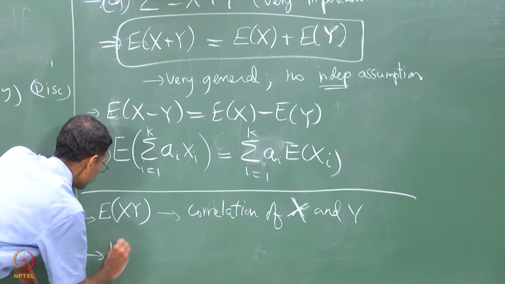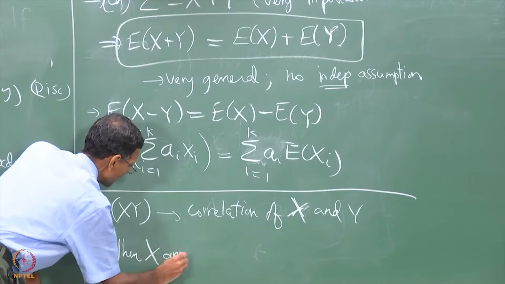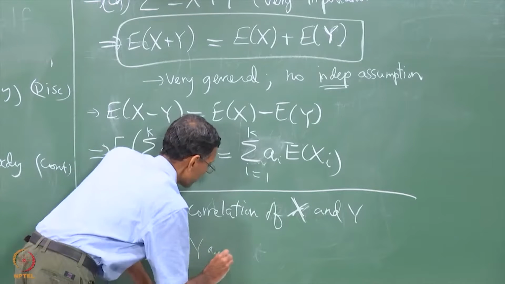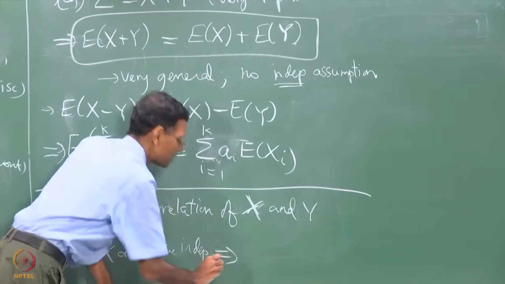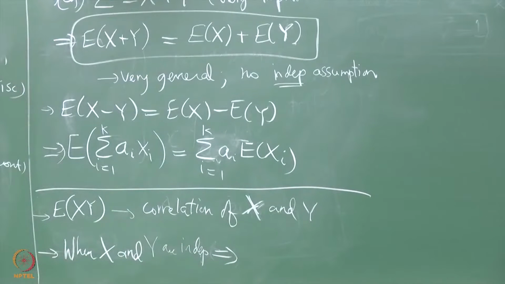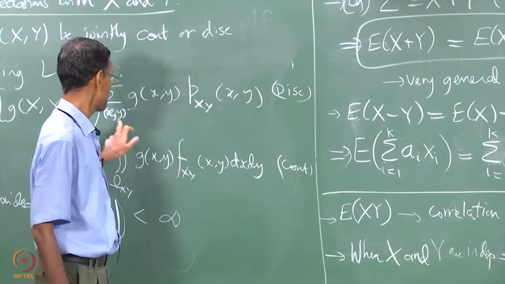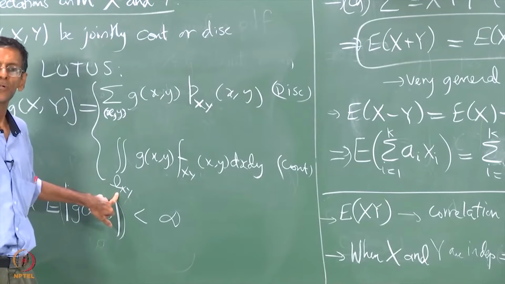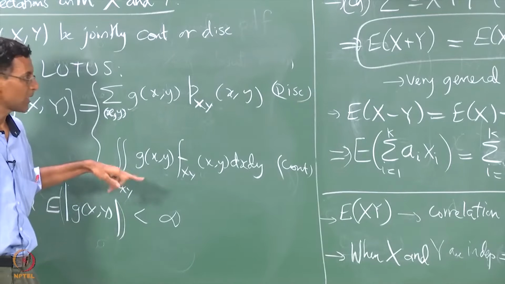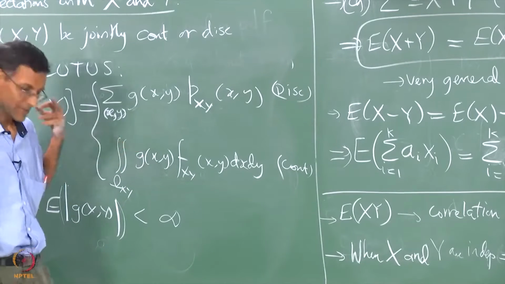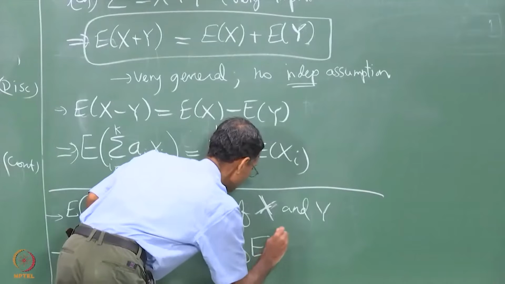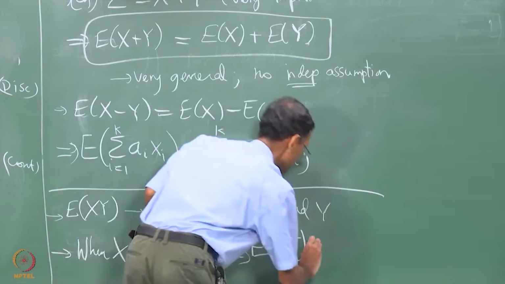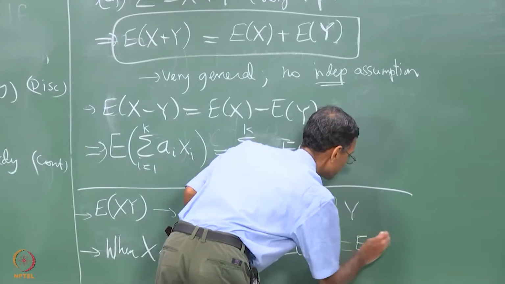So when x and y are independent, what can you say about E of xy? This implies what? This becomes P_X(x) into P_Y(y), or f_X(x) f_Y(y), and then this will always be a rectangular region. So you can always integrate over y alone and x alone. So what happens to E of xy? This implies that this correlation is a product of the means.